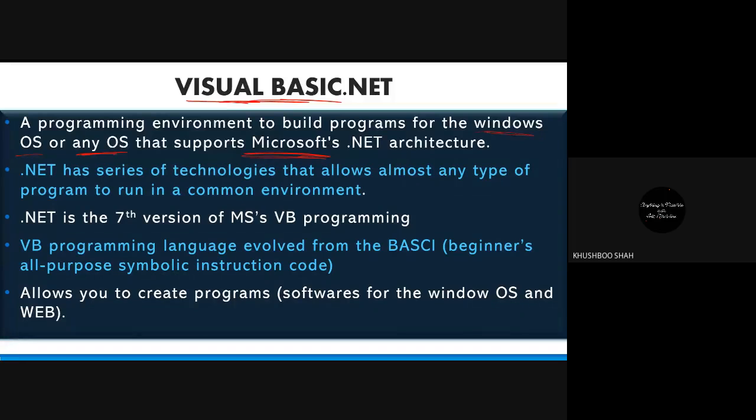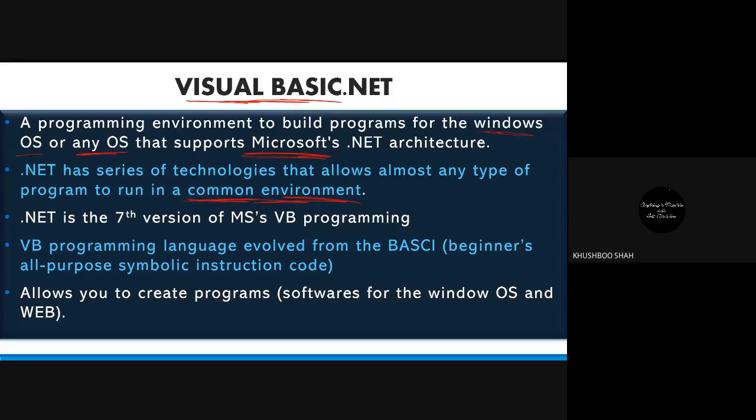Okay, so it's easy. VB.NET is a product of Microsoft. .NET has a series of technologies that allows almost any type of program to run in a common environment. When we say a common environment, if you have noticed when you downloaded Visual Studio, it allows you to write or develop an application using any language. Like you can use ASP.NET, VB.NET, or C#, any language.